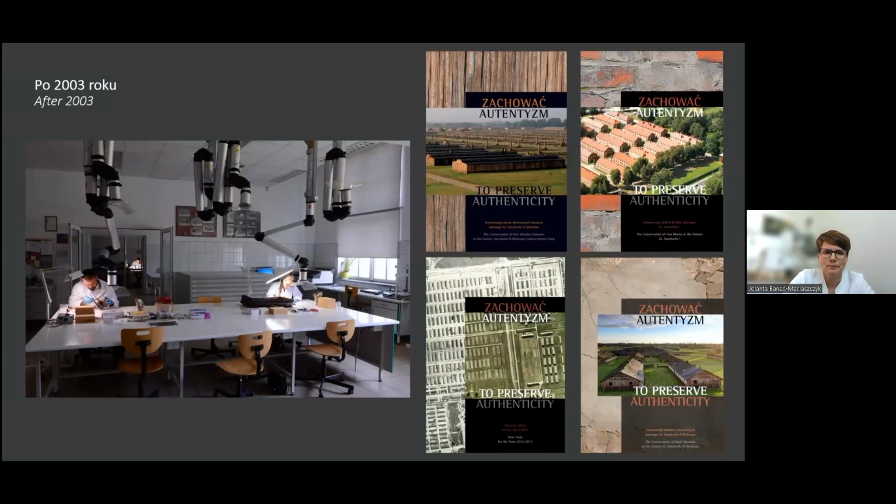These steps made it possible to learn what the condition of the remnants of the camp is, as well as define the main conservation priorities for the years to come. From now on, the complex conservation work conducted on a project basis becomes particularly important. On the right-hand side, you can see covers of folders that wrap up the most important conservation projects that were completed.